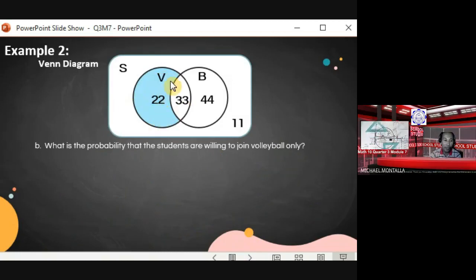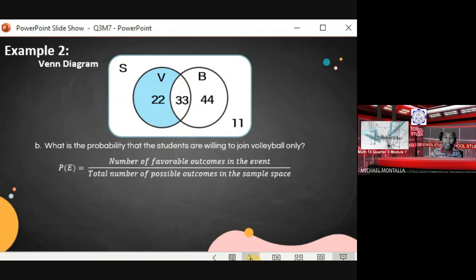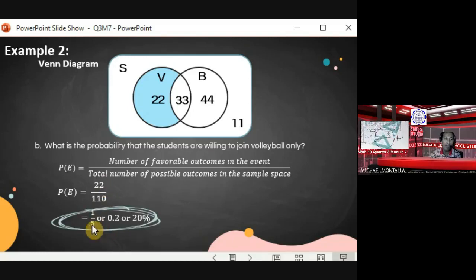Okay? So, yun yung may only. Hindi sinama yung 33. So, 22 lang yan. Kukunin natin yung 22 over 110. Mapansin natin dito, even numbers yan, so pwedeng hatiin sa dalawa, tapos hatiin muli sa dalawa, hanggang sa mabuo mo yung 1 over 5. Katumbas siya ng 0.2 or 20%.